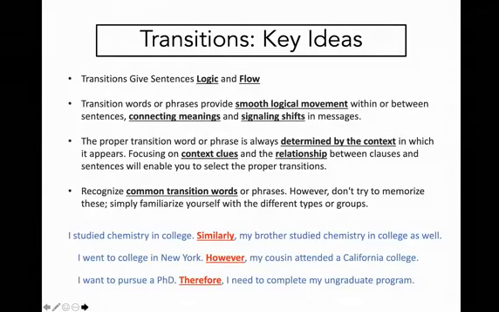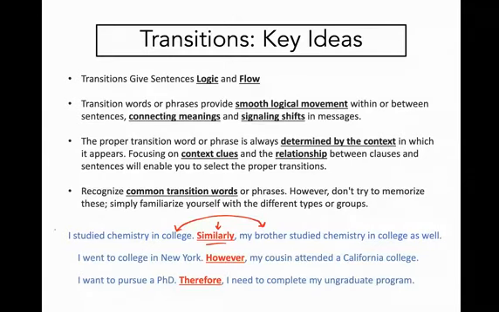In the first example, I studied chemistry in college as my first idea. So I went to college, I studied chemistry. The next sentence is, my brother studied chemistry in college as well. So I'm highlighting what's similar here. Although it's my brother and myself, we're different people, we actually both went to college and studied chemistry. So I'm using the transition similarly. Similarly here is indicating that the first idea and the second idea are connecting very similar ideas. Okay, so this sentence and this sentence are connected with a very similar idea. Likewise, similarly, that would be comparison.